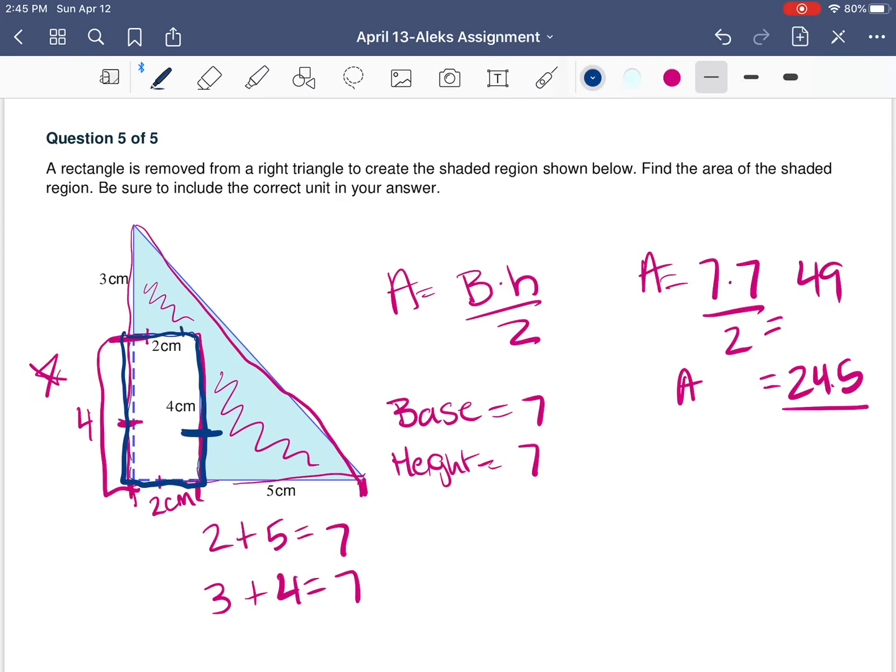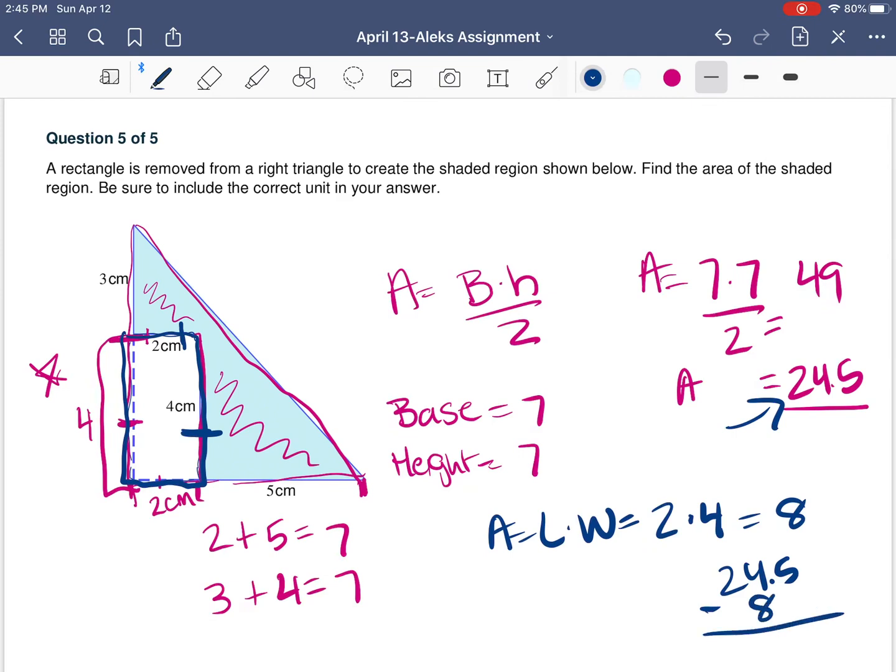And we know this one gives us a little bit easier numbers to deal with, because to find the area of a rectangle, it's just area equals the length times the width. So we have 2 times 4, which is 8. So I have that. So I want to take that away from the area of the whole triangle. So I'm going to take the 24.5 that was right there and subtract 8 from it. And that equals 16.5. And my units are centimeters squared. So that is how I would do number 5.